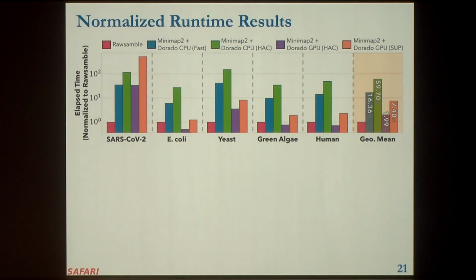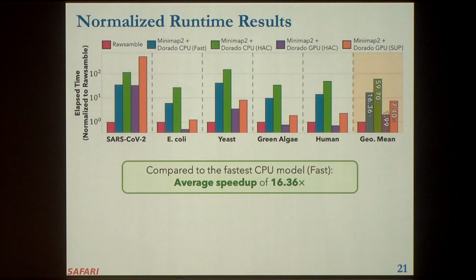So I'll first show the normalized run times. This figure shows on the y-axis the runtimes normalized to Rawsamble's runtime, and on the x-axis we have different data sets. Here we also show the particular configurations on the top. For example, when we have Minimap2 plus Dorado CPU, this means that we first base call the raw signals using Dorado's fast model using CPU, then we use Minimap2 to find the overlaps.